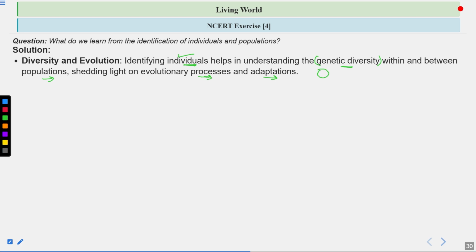So in a population, there are a lot of individuals, and these individuals have variations in them. Suppose there is one population and these are individuals in the population. These individuals are different from each other. Always there are variations within a population, means there is genetic diversity. So there is genetic diversity within the population as well as between members of different populations. So this sheds light on the evolutionary processes and the adaptations to different environments.